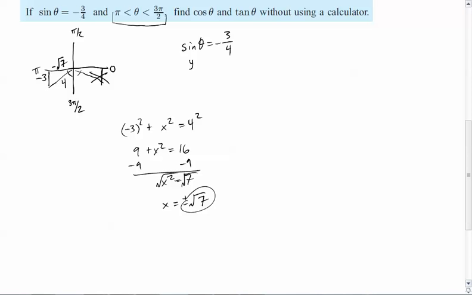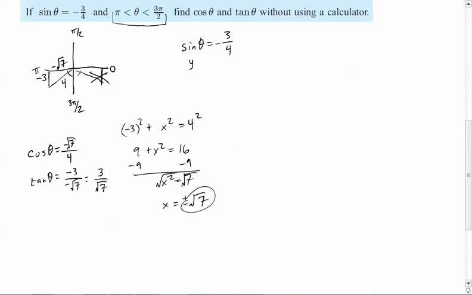And so I can now get cosine. I can say cosine of theta equals the adjacent, which is negative root 7, over the hypotenuse, 4. I can also get tangent, because the tangent of theta is the opposite, which is negative 3, over the adjacent, which is negative root 7. And again, IB doesn't really care about this. You can just leave it as 3 over root 7.